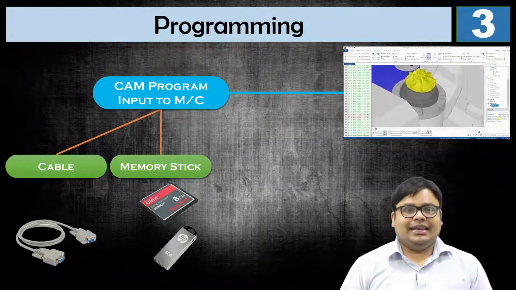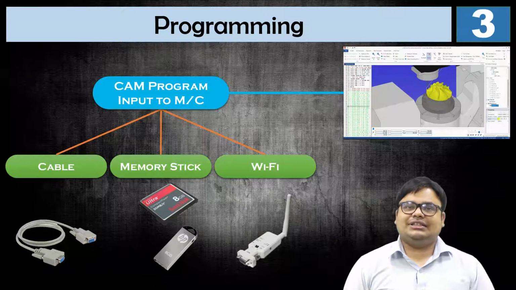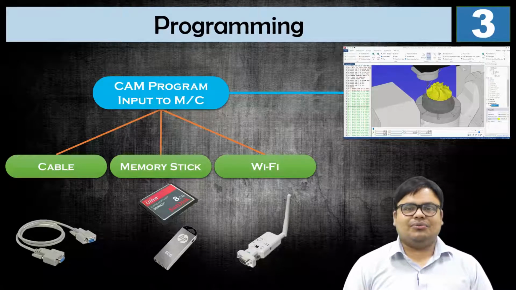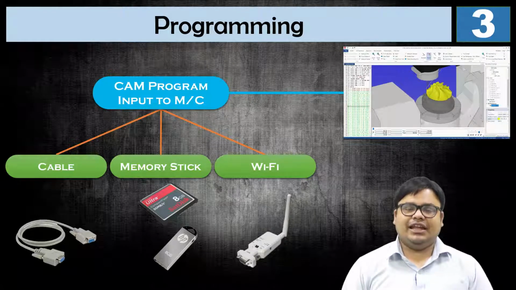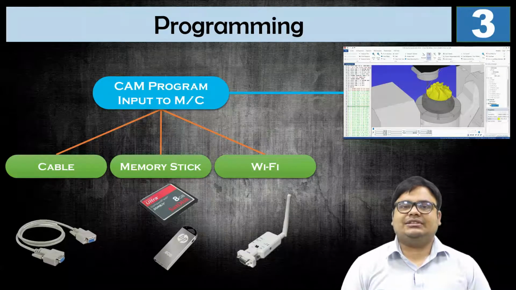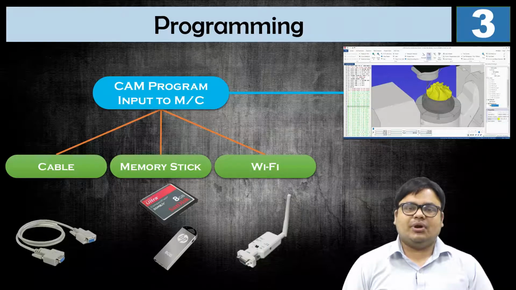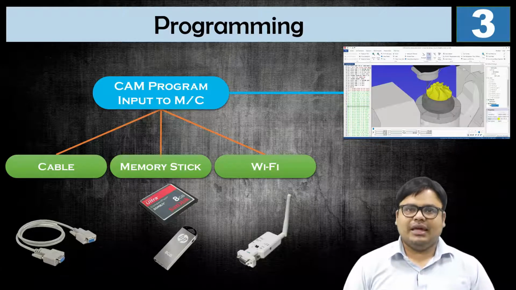And the latest technology is Wi-Fi. Here the CNC machines have Wi-Fi, and from your system through Wi-Fi you can send the program to the CNC machine. This is a recent trend, available nowadays with Wi-Fi connections. So these are the three different methods by which we can send the program, that is the DNC method, or in other words the computer generated program can be sent to the CNC machine through these three different methods.